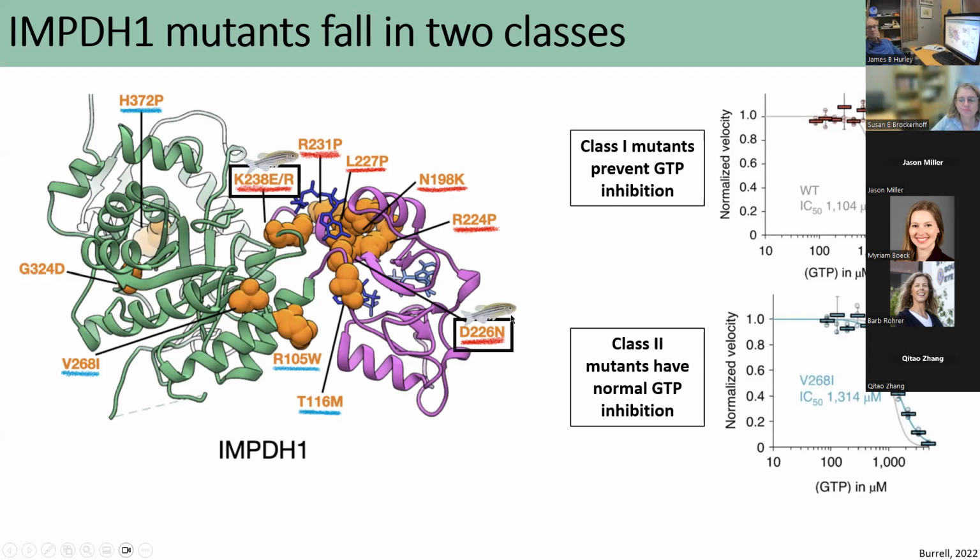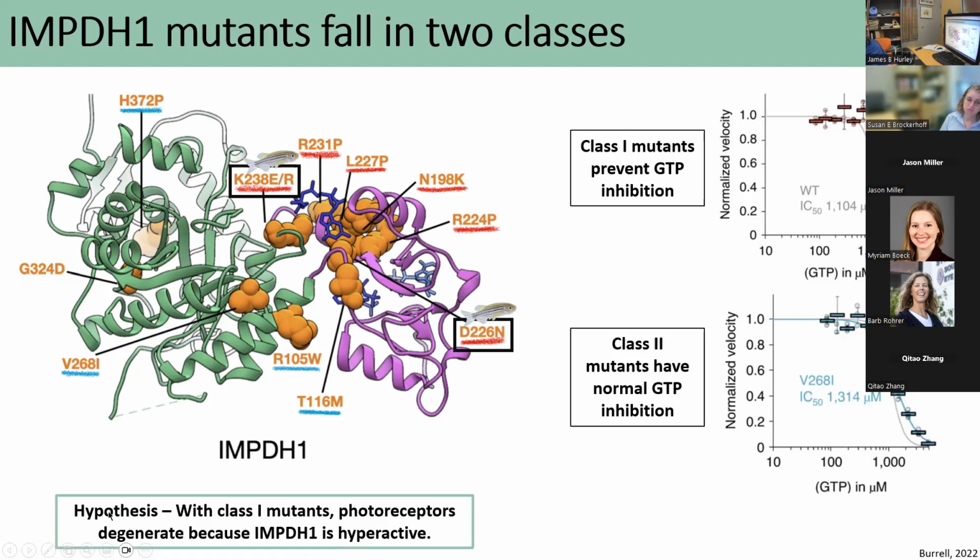And so we generated 2 zebrafish models, a D226N model, which is the most common IMPDH-associated mutation, and K238D. This was pretty exciting because these are the first IMPDH mutant animals to study the eye. With these fish, our hypothesis is that with the class 1 mutants, photoreceptors are degenerating because this enzyme is active when it shouldn't be.